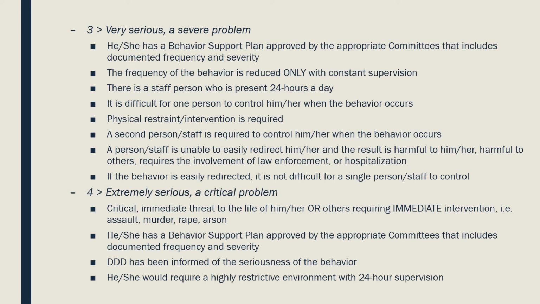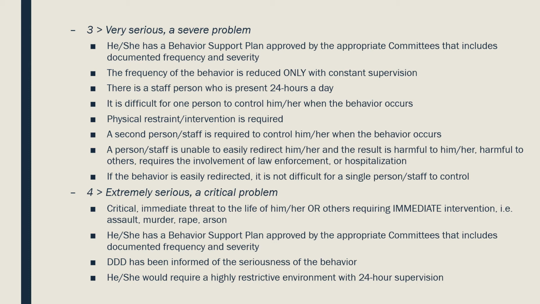It is difficult for one person to control him or her when the behavior occurs. Physical restraint or intervention is required. A second person or staff is required to control them when the behavior occurs. A person or staff is unable to easily redirect them, and the result is harmful to them, harmful to others, and requires the involvement of law enforcement or hospitalization. If the behavior is easily redirected, it is not difficult for a single person or staff to control.